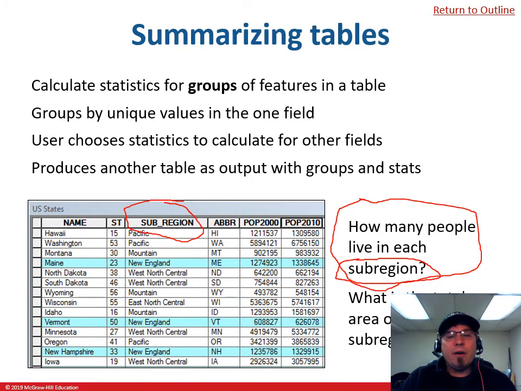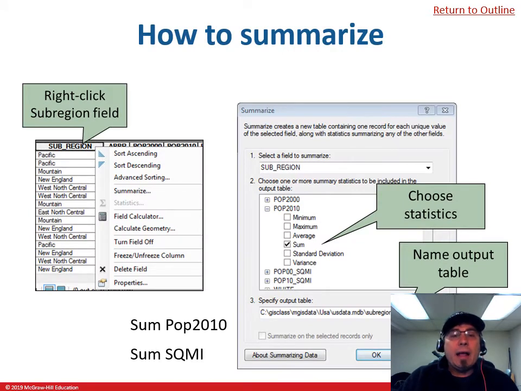What is the total area of each subregion? So you have to look at the question and say, okay, how am I grouping this? And we're not grouping it by population or by area. We're grouping it by subregion. All right, so then I just right click on the word subregion and I go down to summarize, excuse me, right here.